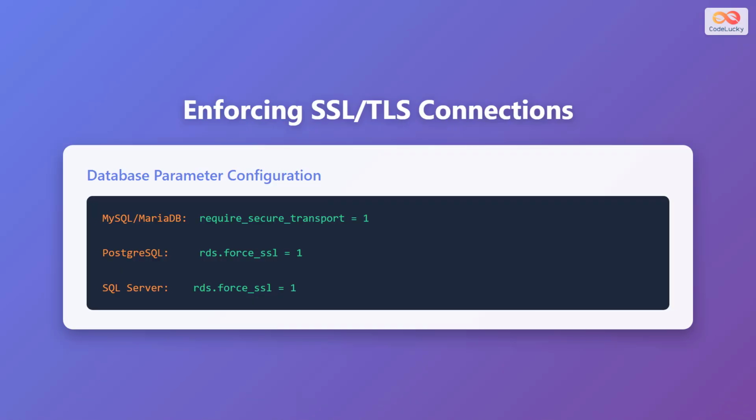You can configure your database to require encrypted connections by modifying database parameters. For MySQL and MariaDB, set the require_secure_transport parameter to 1. For PostgreSQL, set RDS.force_SSL to 1. For SQL Server, also set RDS.force_SSL to 1. Once these parameters are configured, the database will reject any connection attempts that don't use SSL or TLS encryption, ensuring all client connections are secure.